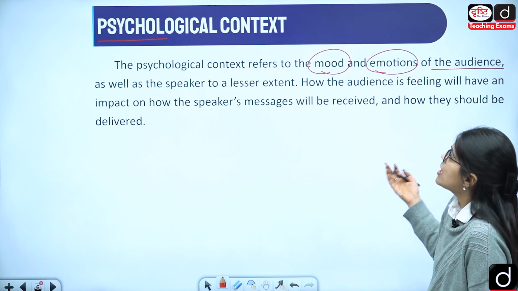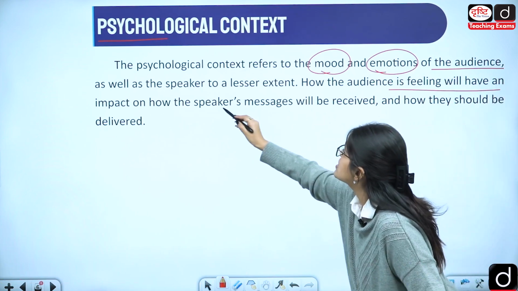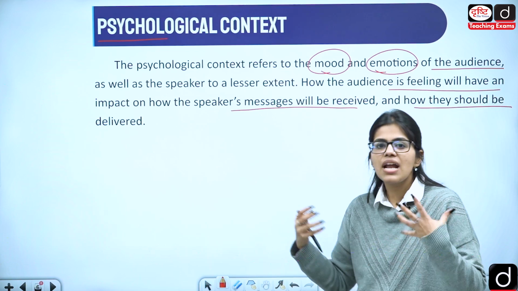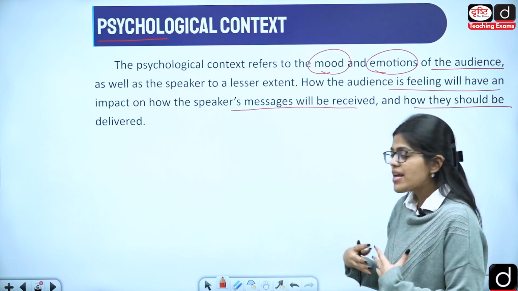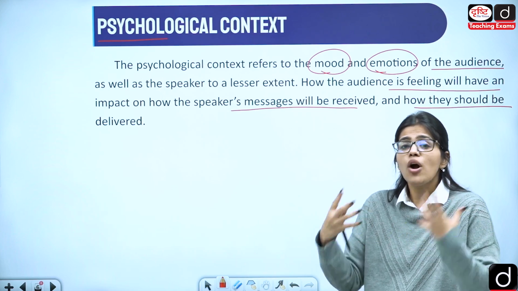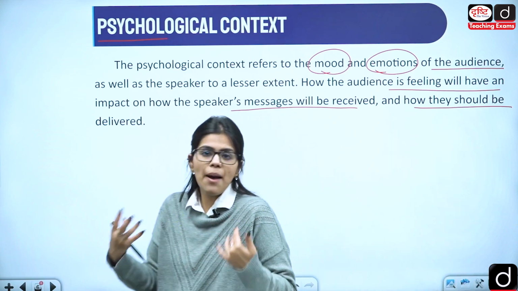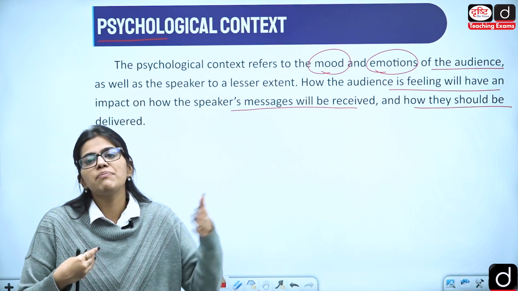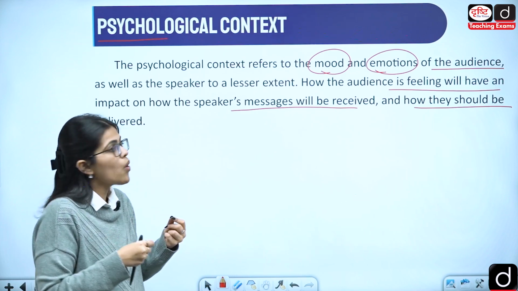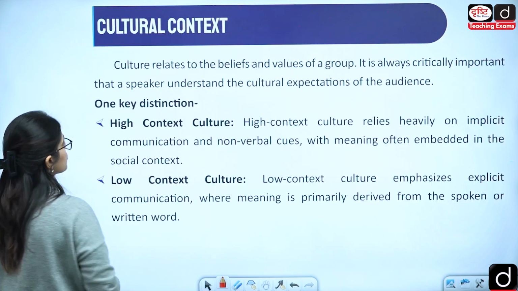as well as the speaker, to a lesser extent. How the audience is feeling will have an impact on how the speaker's message will be received and how it should be delivered. So the emotions of both the speaker as well as the receiver are very important. If I am trying to communicate with another person and I'm not in a good mood, then of course I'm not fit for communication at that time, and there can be troubles in between. If the other person is not that happy or not in a good mood, he or she can perceive my message in a very wrong manner. So these are the barriers that will always come up, and that mood, or the setting or the emotions that the audience or the speaker holds, is called the psychological barrier.